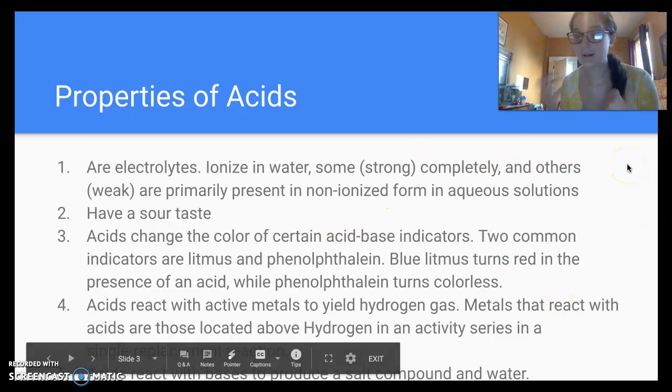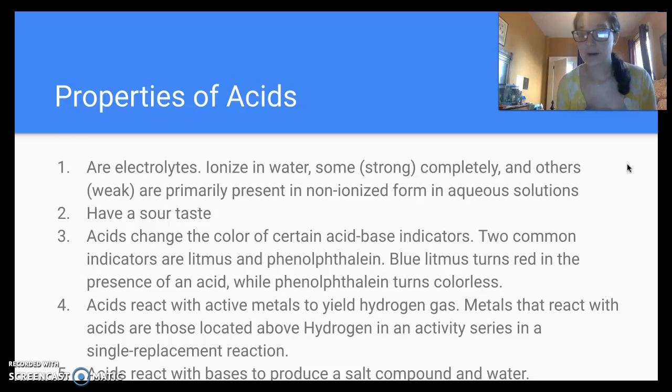The first is that they're electrolytes. They ionize in water, and strong acids are those that ionize completely, typically into H+ and then an anion. And others are weaker, so they don't really completely ionize. So for those types of acids, if we were to show their ionization in a chemical equation, we would use a double arrow to show that it goes both forward and reverse, meaning it's not very strong. Versus strong acids, we just use a single forward arrow to show that reaction.